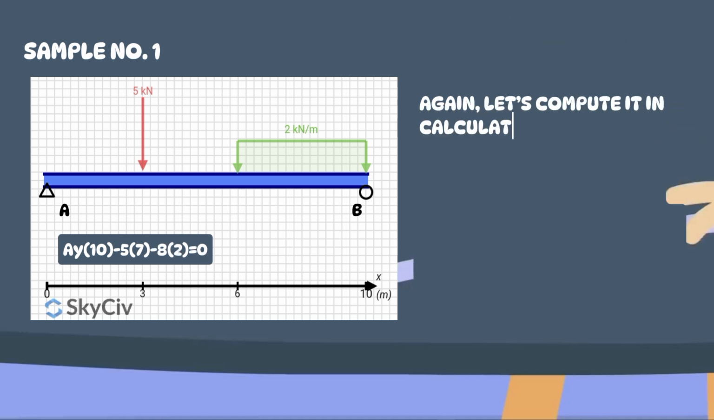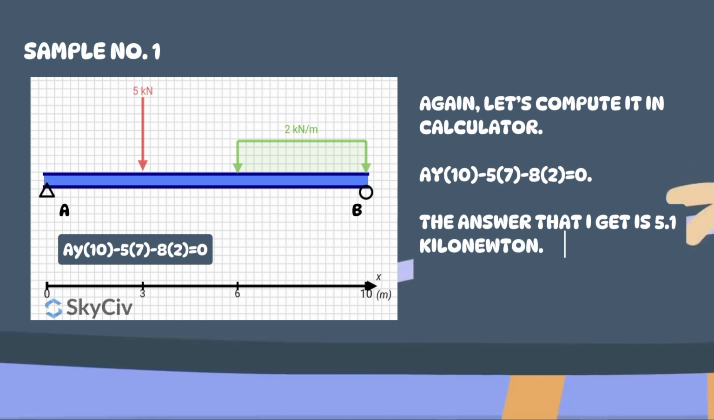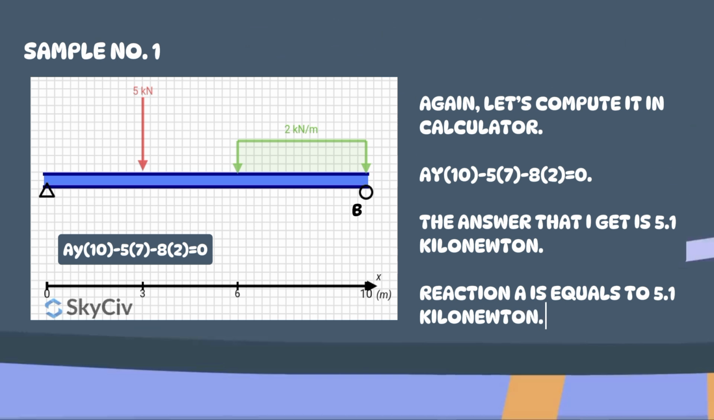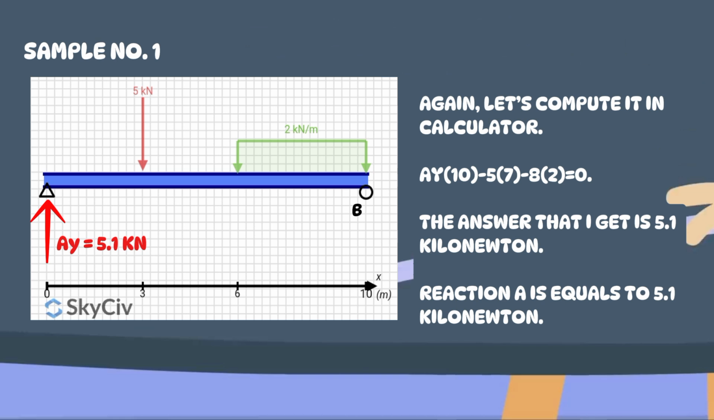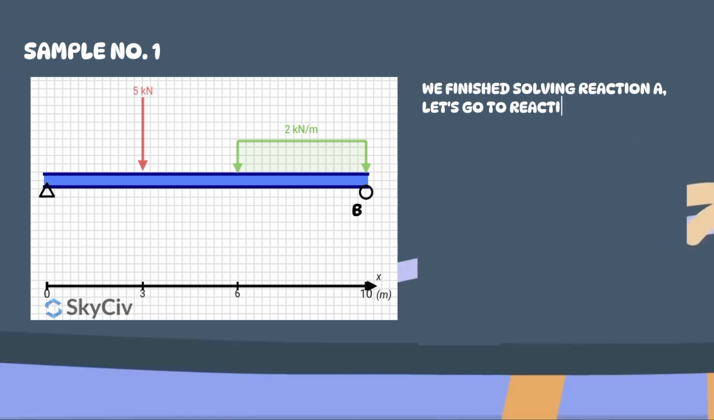Again, let's compute it in the calculator. So AY multiplied by 10 minus 5 multiplied by 7 minus 8 multiplied by 2 is equal to 0. The answer that I get is 5.1 kN. Reaction A is equal to 5.1 kN. We finished solving the reaction A.